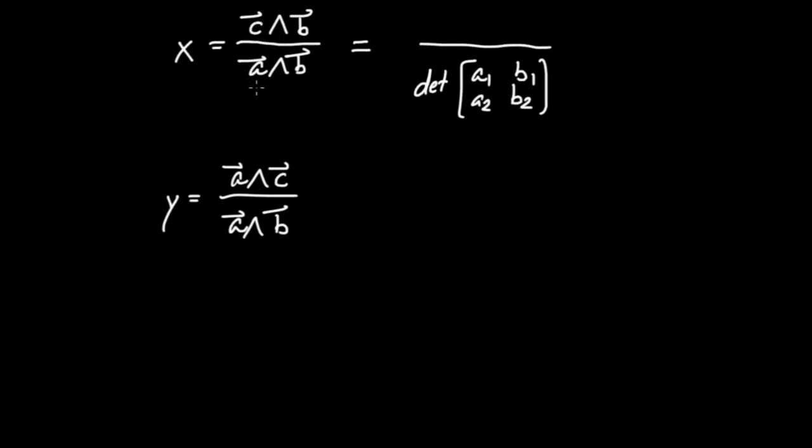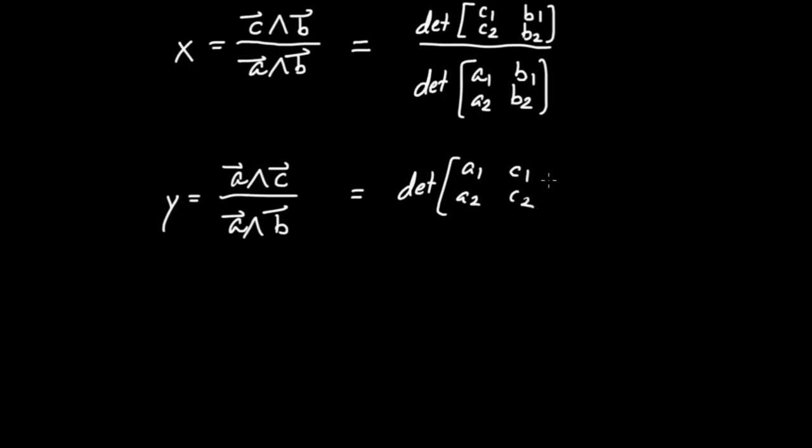Just swapping out the symbols instead of A and B, hopefully you can convince yourself that this is going to be the determinant of the matrix formed with C1, C2 as the first column vector, and B1, B2 as the second, just swapping out the symbols, A with C. And likewise, for this formula, this is going to be the determinant of the matrix formed with A1, A2 as the first column. Second column is going to be C1, C2. And then the denominator is going to be the same, determinant of A1, A2, B1, B2.